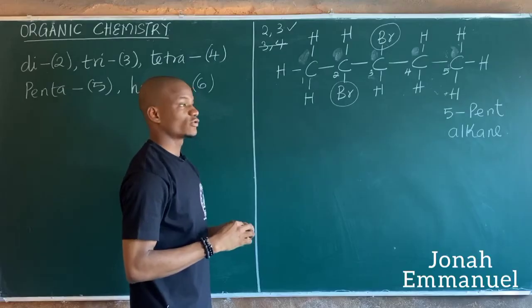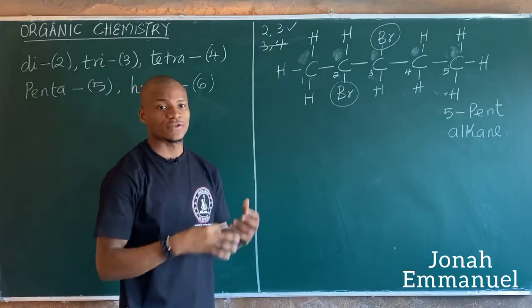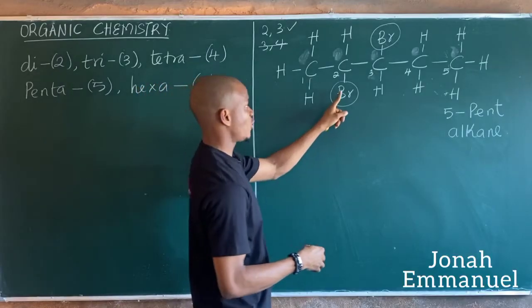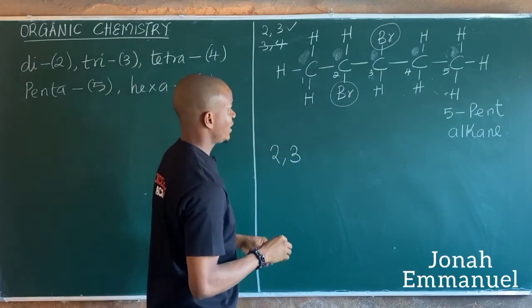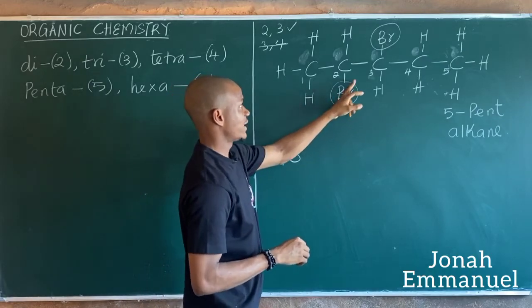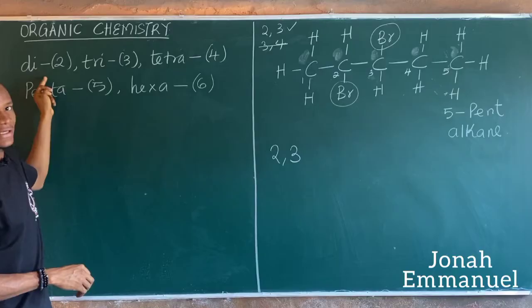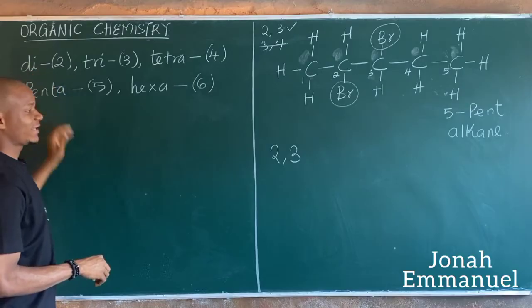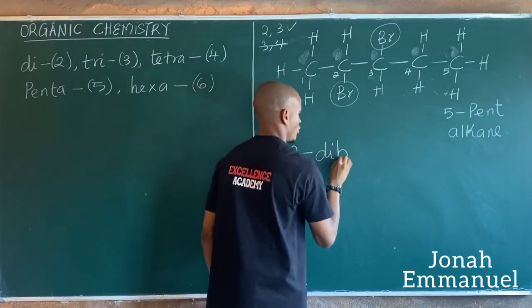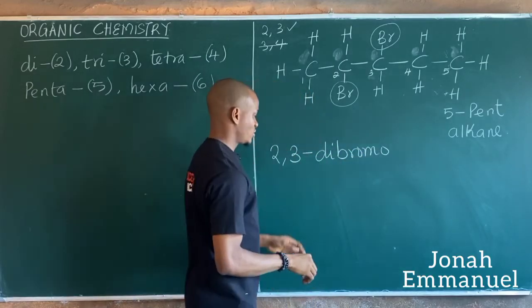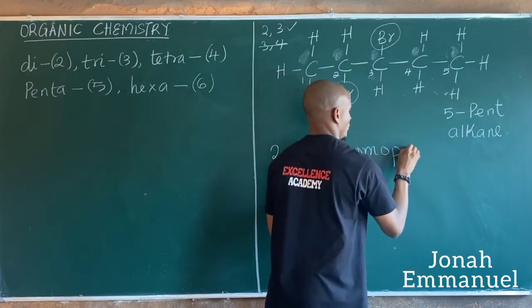Next, I will name this compound starting with the substituent. But before then, I'll show the position of the substituent. Since bromine occurs at position 2 and 3, this becomes 2,3. Now, there are 2 bromine atoms, and we said if the substituent occurs more than once, we should use what? Di. Since it's 2, I'm having di, so it becomes 2,3-dibromo, and then this compound was pent for 5 carbon.